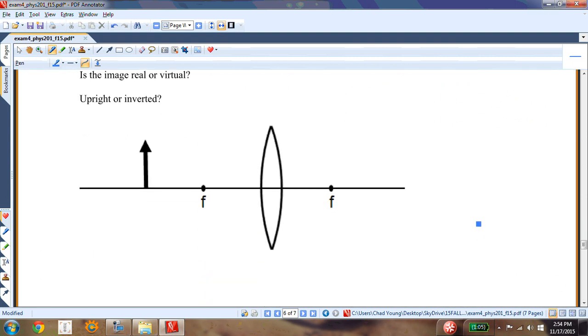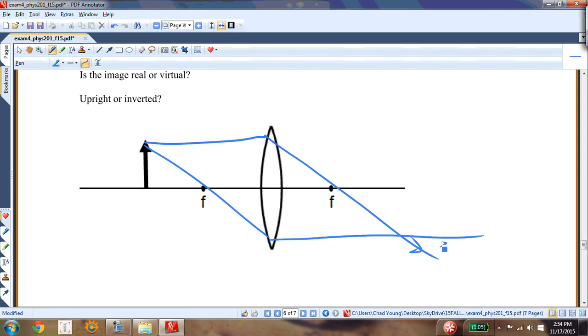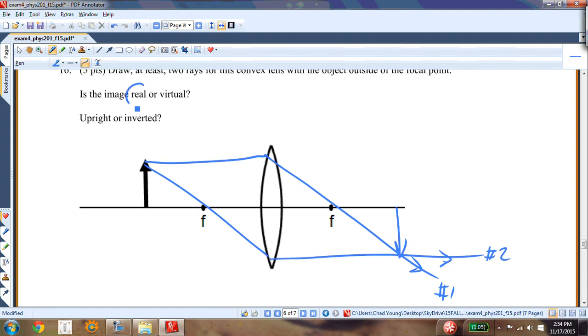Draw at least two rays. Okay, so first ray, draw parallel to the axis through the focal point, and then I can draw another ray through the focal point parallel to the axis. This was our rule number 1. Number 2, you didn't have to label them like this, but it produces an image over here. That is a real image, and it's an inverted image. I could do a third ray, just going straight through the center of the lens if I liked, but I only needed 2, and you only need 2 to find out where the image is.